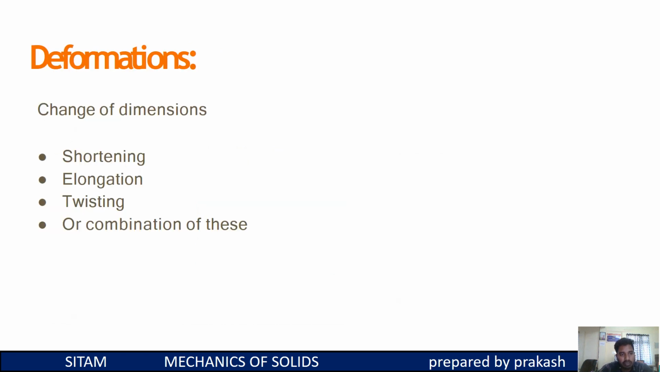And also coming to deformations. When you apply a force or load on the body, it undergoes different types of deformations. Either the body is shortened, which means the load acting on the body is a compressive load. If the body is elongated, then the load acting on the body is tensile. If the body is twisted, the load acting on the body is a torque load or shear load. Or otherwise, a combination of these deformations. So these are the different types of deformations.